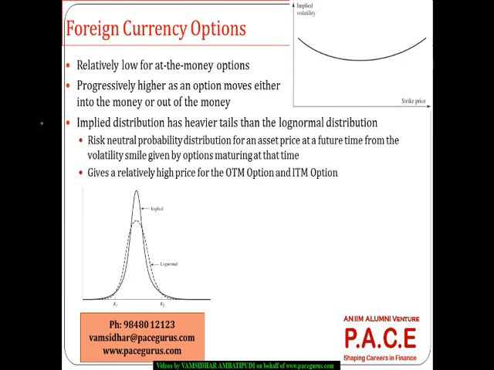Now, we will look at two major kinds of options for understanding the volatility smiles. One is foreign currency options, and the other, in the next slide, will be equity-based options. So when I take foreign currency options, this is the kind of volatility smile that we look at. It looks like a proper smile. That's the reason the name comes as a volatility smile.